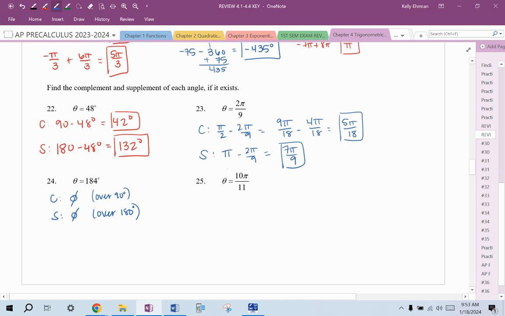And then 10 pi over 11. Now, maybe you recognize 10 pi over 11 is bigger than 1/2 pi. Or if you start setting up the math, pi over 2 minus 10 pi over 11, you're going to get something negative. So that's also no solution. We do have a supplement, though. Pi minus 10 pi over 11. 10 pi over 11 is not more than 1 pi. So 11 pi over 11 minus 10 pi over 11 is 1 pi over 11.